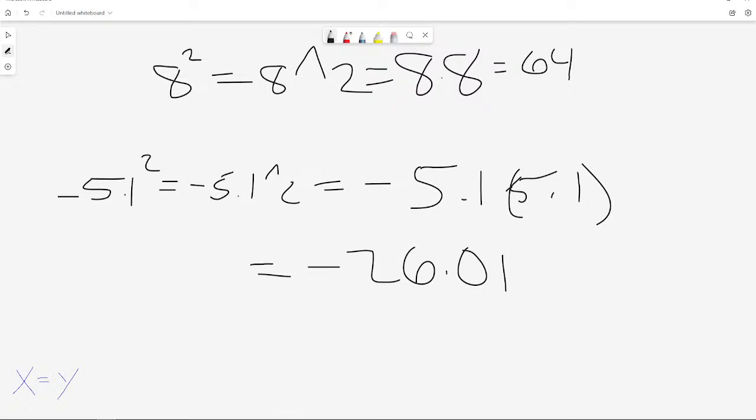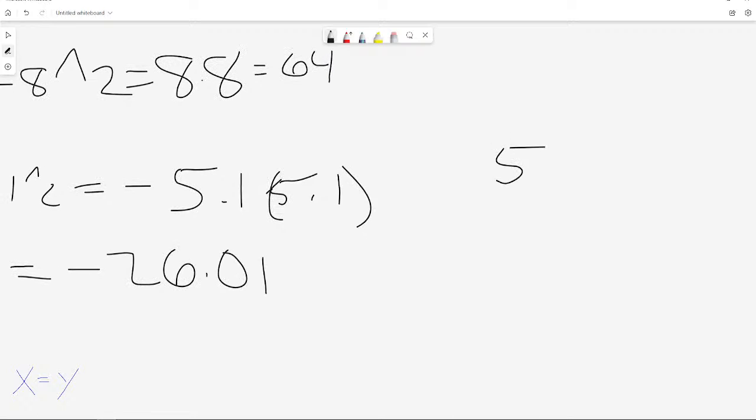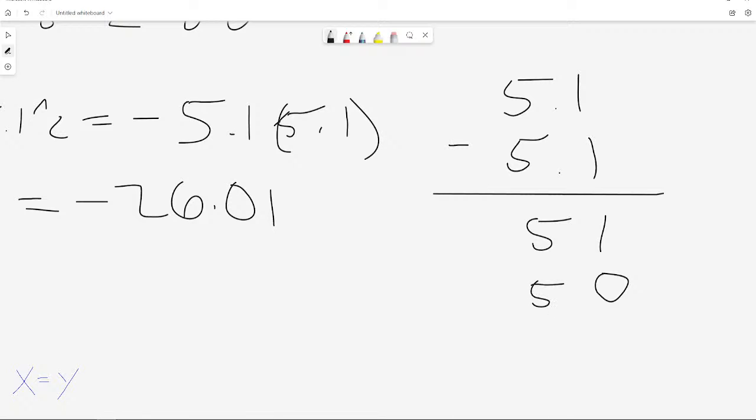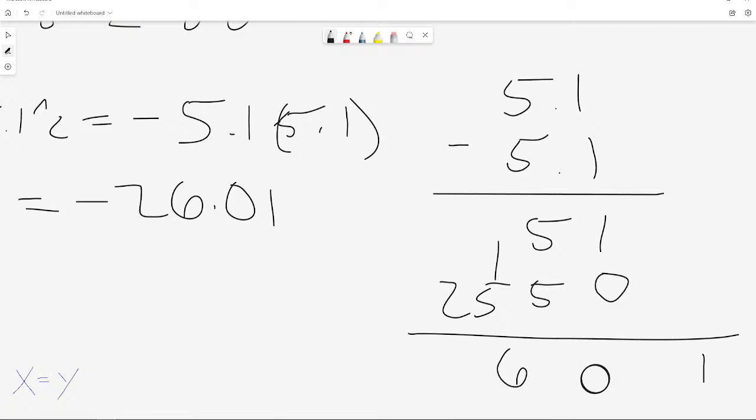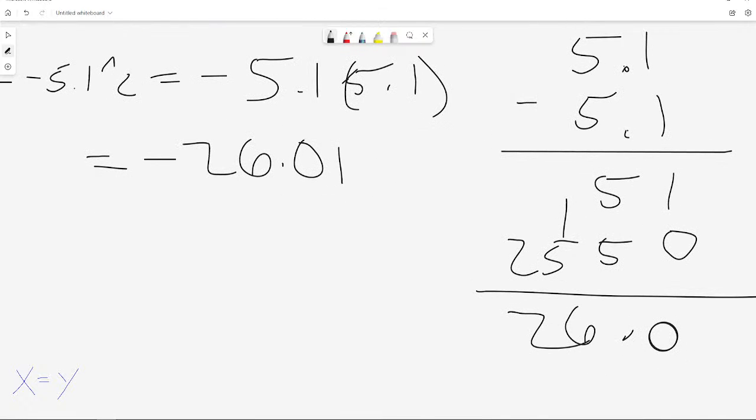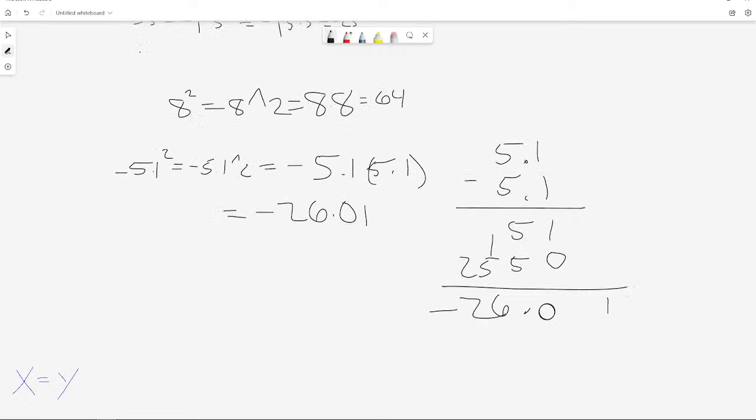So right here, you're probably going to need to do work. But you would just do this. 1 times 1 is 1, 5 times 1 is 5, 25, 1, 10, 1, 6, 2. Let's see, how many numbers are to the right of the decimal? 2. So 1, 2, so 26.01. Remember there's a negative, so bring down the negative. Boom, there's your answer.